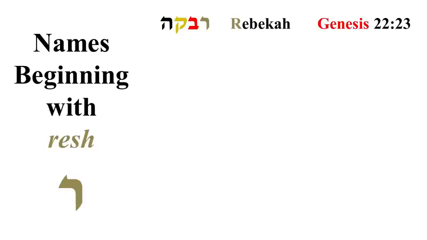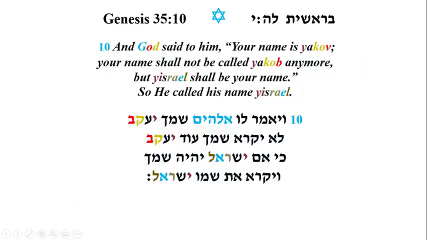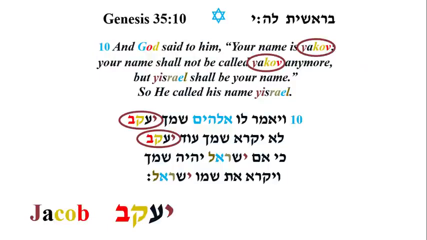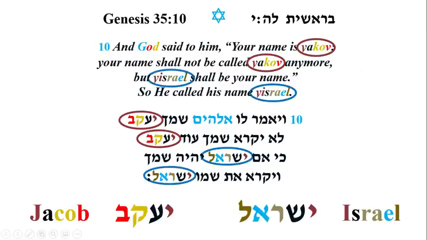Very nice. In Genesis 35:10, it does say, "And Elohim said to him," to Jacob, "Your name is Yaakov, Jacob. Your name shall not be called Jacob anymore, but Israel shall be your name." So he called his name Israel. You know, it's interesting. Jacob gets his name changed to Israel.